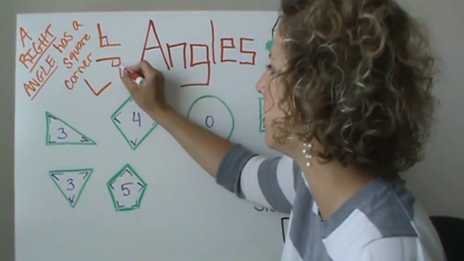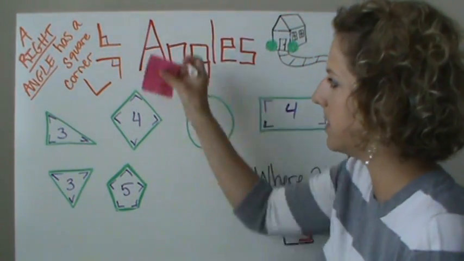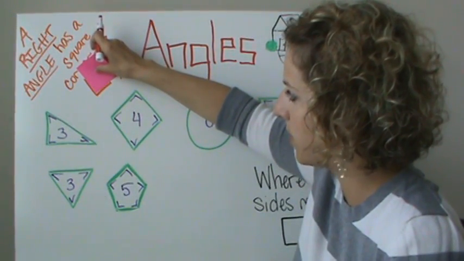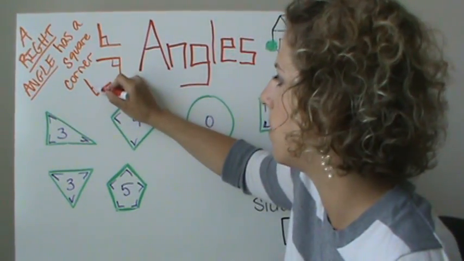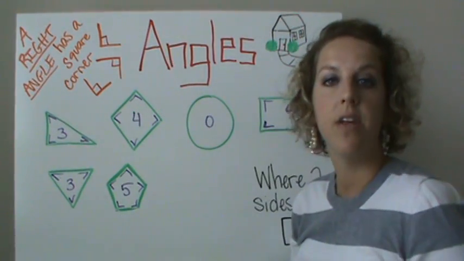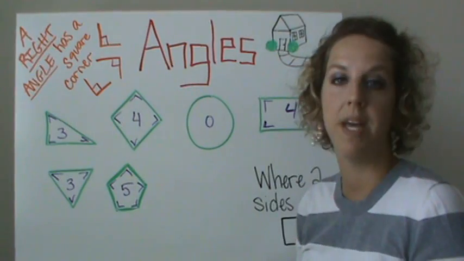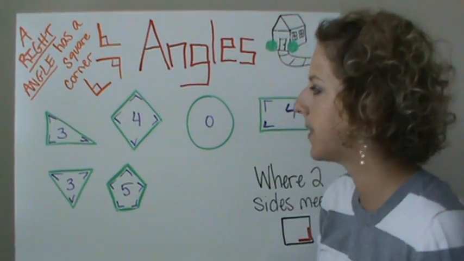It's just flipped. And this one's kind of on its side. If I slide it into the angle, that's a perfectly square corner. So that would also be a right angle. Now notice I'm marking my right angle with a little box. That will tell me it has a square corner.